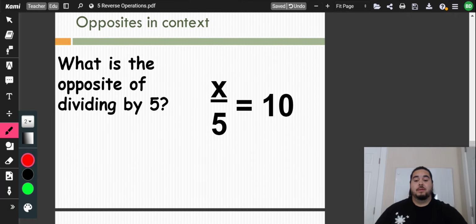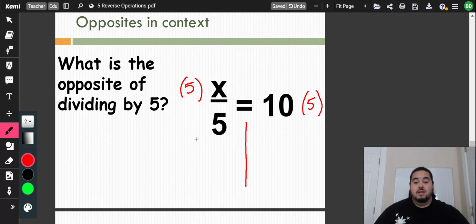Okay, our next example. X divided by 5 equals 10 is our equation statement. So x is divided by 5 equal to 10. The opposite of dividing by 5 would be multiplying by 5. I'm going to multiply by 5 by using parentheses. If I do it on the left side, I have to do the exact same thing on the right.